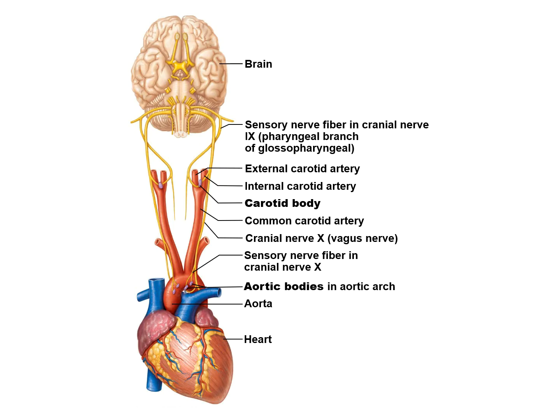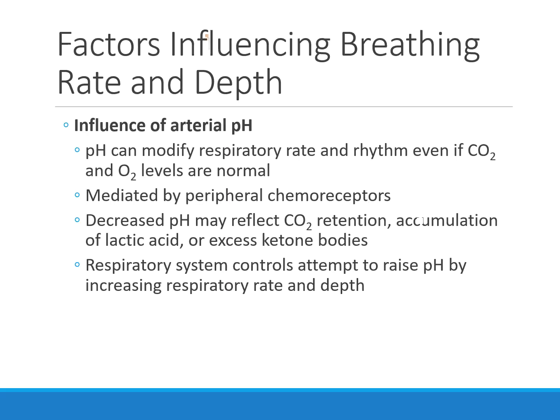The pharyngeal branch of the glossopharyngeal is what is reading this information off the carotid body at the split between the internal and external carotid. What about the influence of arterial pH? So pH can modify your respiratory rate and rhythm even if carbon dioxide and oxygen levels are normal. This is mediated by peripheral chemoreceptors.